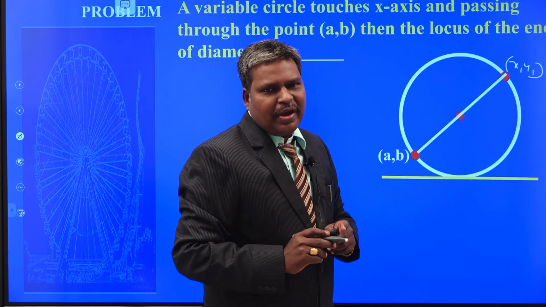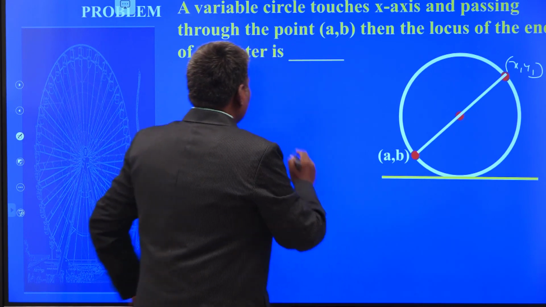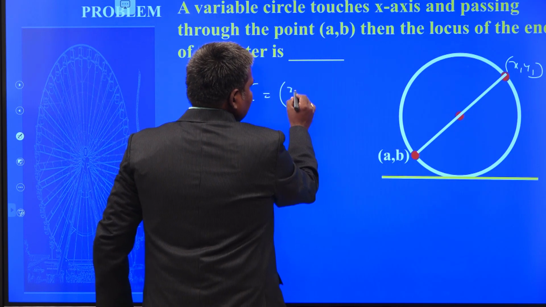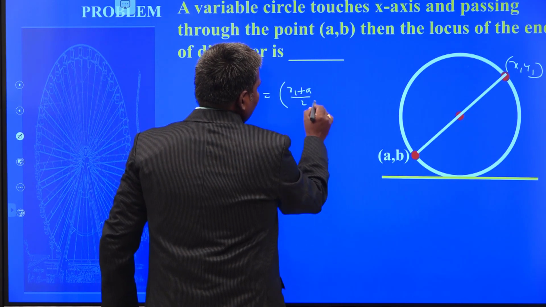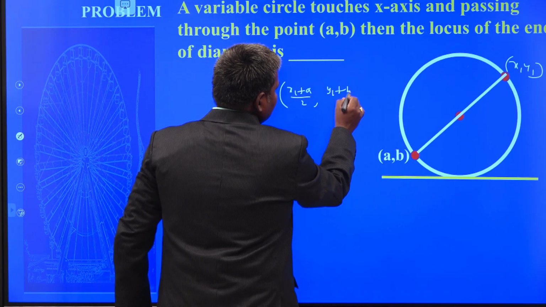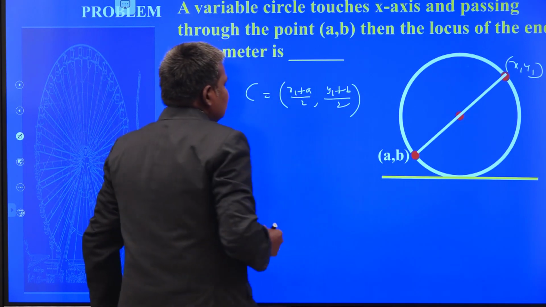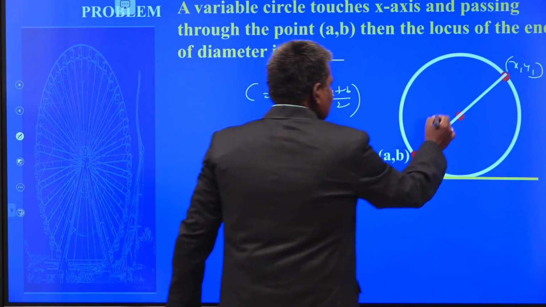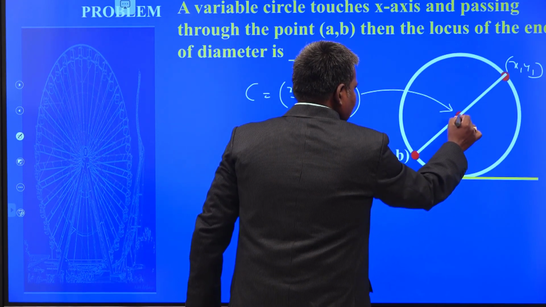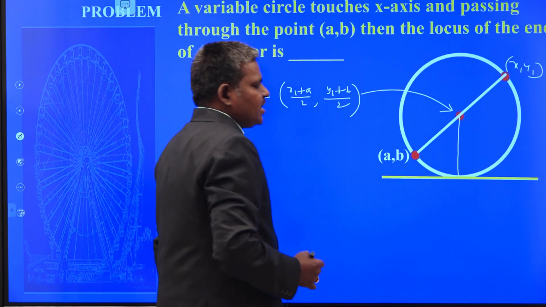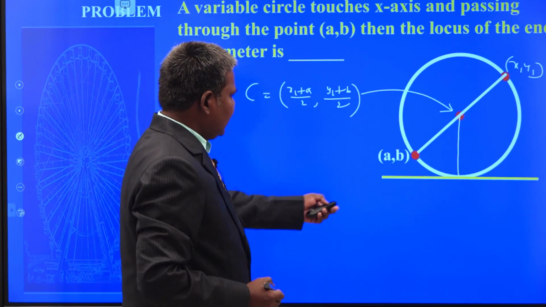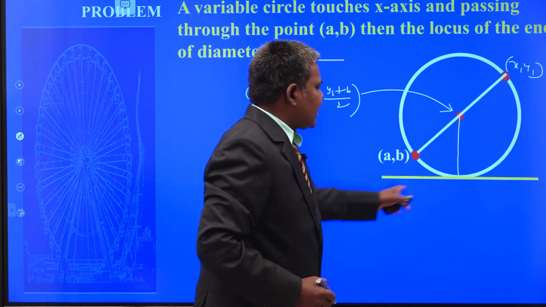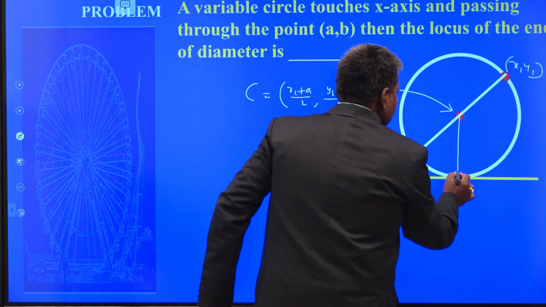These are the extremities of the diameter. Immediately, what is its midpoint? Center of the circle. So, can you write the center of the circle or not? Yes, you can write the center of the circle. That is ((x1 plus a) by 2, (y1 plus b) by 2). This is the center of the circle. Now, my question is, you know the coordinates of this center. Anybody tell me the distance from here to here? Yes, this is nothing but the modulus of the y coordinate. The distance from a point to the x-axis is the y coordinate. This is 90 degrees.